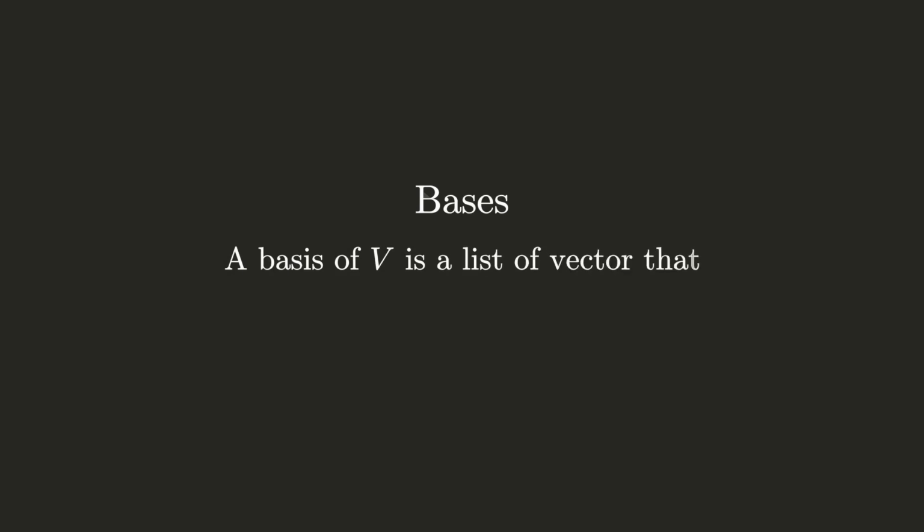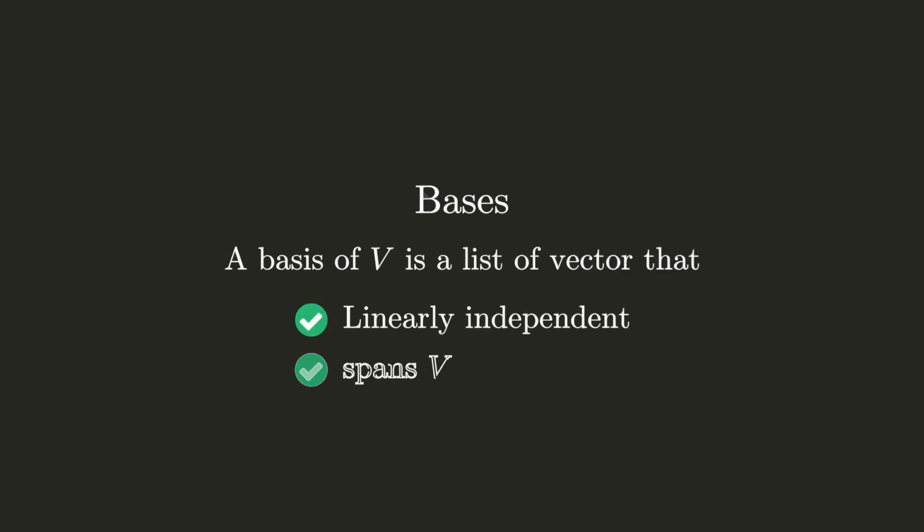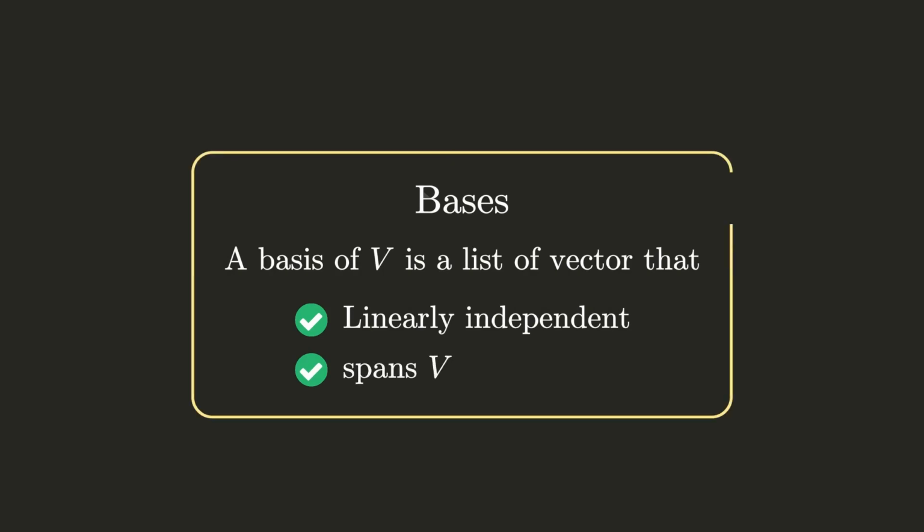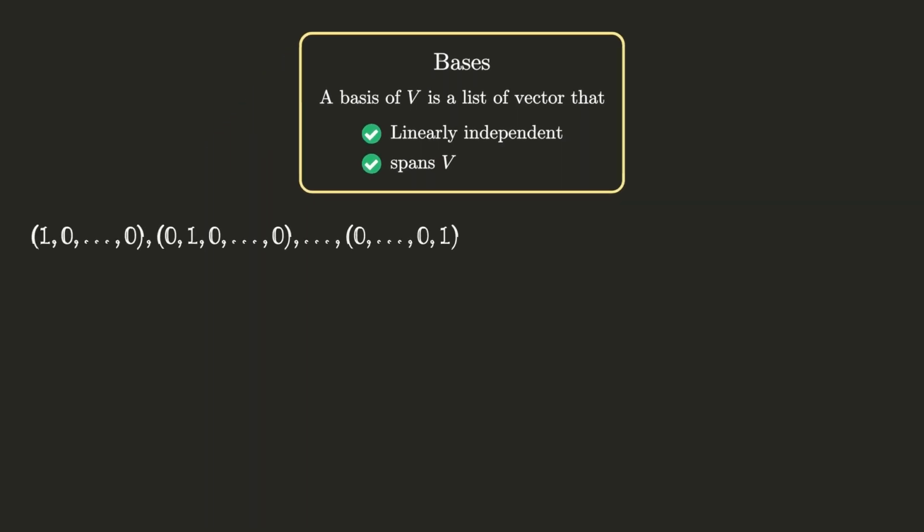With all the previous concepts under our belt, we're now ready to define what bases are. A basis for a vector space is a list of vectors that is both linearly independent and spans V. Let's walk through a few examples. This is a basis for Fn. We call it the standard basis.